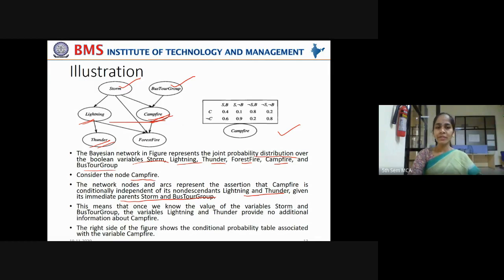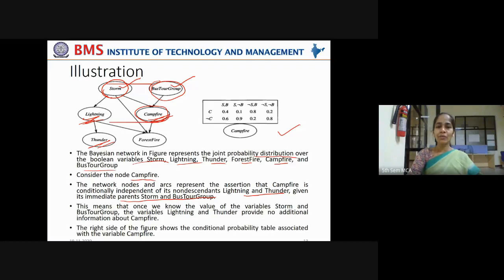Got it? Now this means that once we know the values of the variables storm and Bus tour group, the variables lightning and thunder provide no additional information about the campfire. Beautiful line. Once you know the value of storm and the value of Bus tour group, you can assess their impact on campfire, but lightning and thunder don't give any additional information about the campfire. That is why we say that campfire is conditionally independent of lightning and thunder.